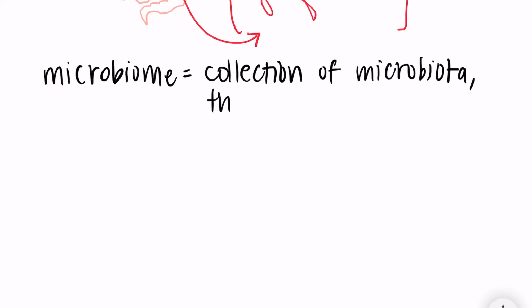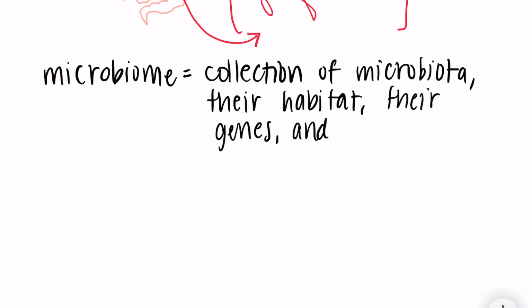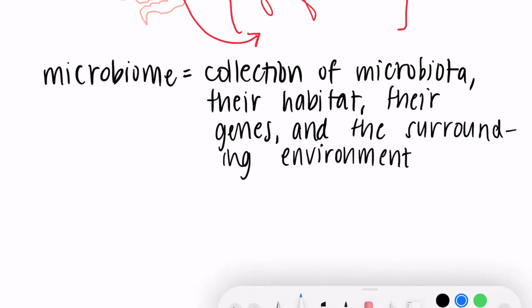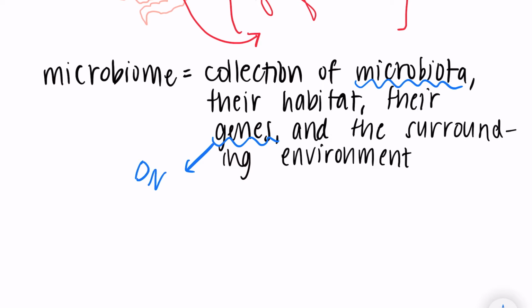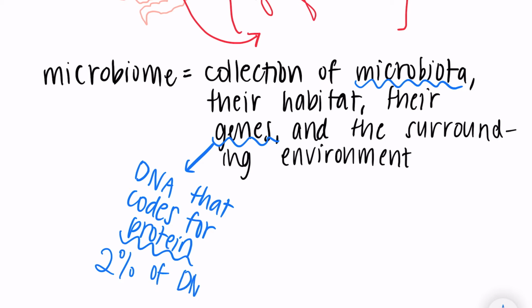Microbiome refers to the collection of microbiota, their habitat, their genes, and the surrounding environment. To clarify, genes are DNA that codes for protein. In humans, each cell includes 98% of non-coding DNA and 2% of coding DNA that codes for proteins.